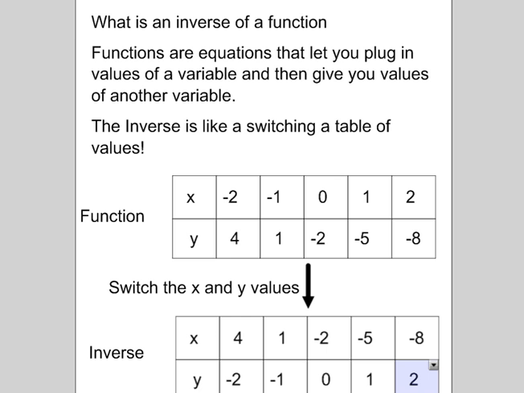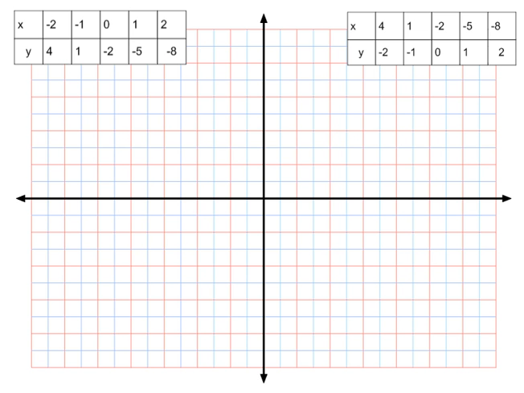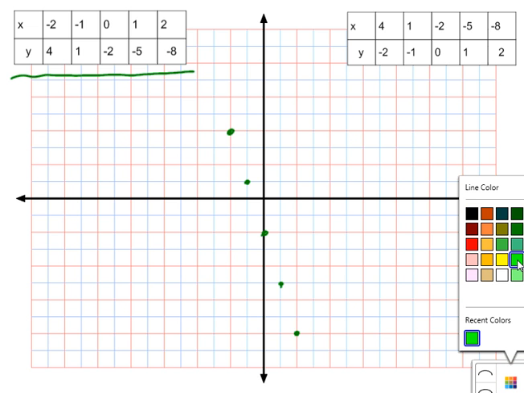What does this look like when you graph it? Well, let's just plot the points, and then we can take a look and see what functions and inverses of functions look like. I'm going to plot the first one in green. -2, +4. -1, +1. 0, -2. 1, -5, and 2, -8. This line here is our original function.